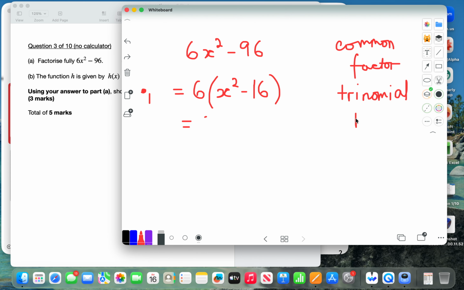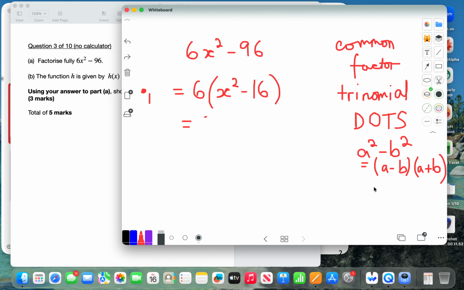Do we have what's called a difference of 2 squares, which we can abbreviate as DOTS? So for difference of 2 squares, we have a squared minus b squared equals a minus b in one bracket and a plus b. Will I have enough space to get this in? I hope so.